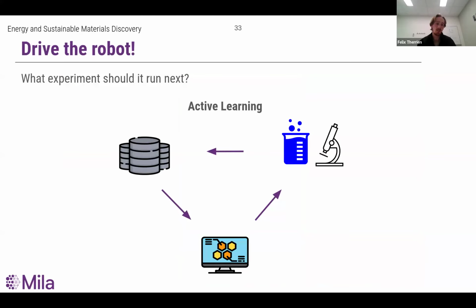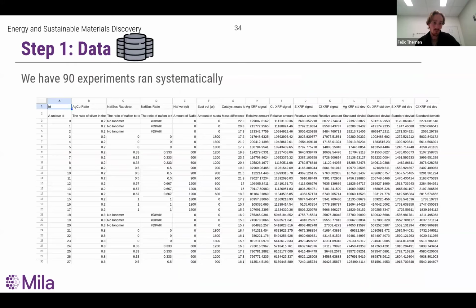So how do we drive the robot? Well, we do active learning, which means we have a little bit of data, we train a model, we make a prediction that gives us what experiment we should try next, and then we try this experiment, and then we add the data to the data set. So for the first step, we have 90 data points, which is not a lot for machine learning, but that's what we have. We started with 90 data points, which means they ran this robot 90 times with sort of random or systematic parameter sweep.